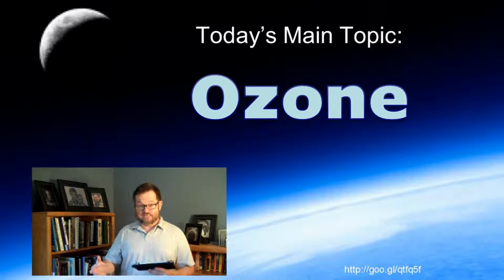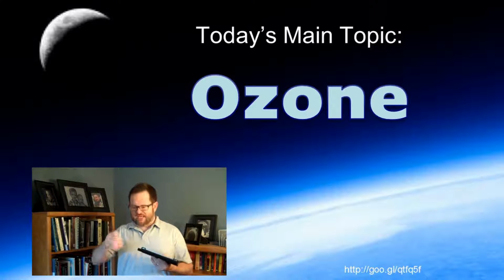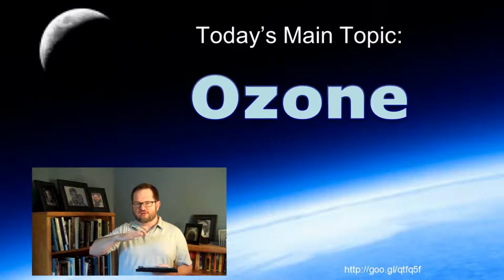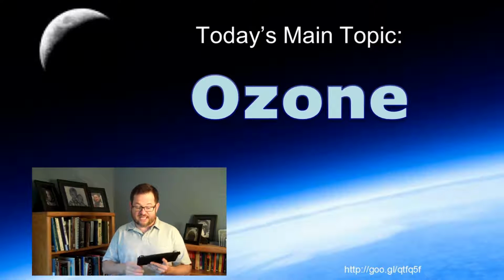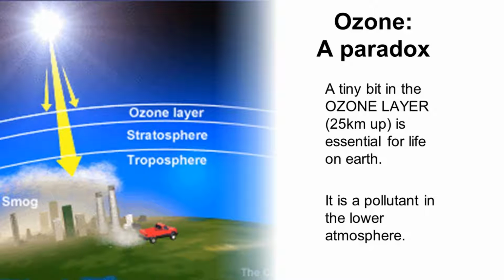It's a gas. You can have a sealed jar full of ozone or something like that, okay? It's a material. It's a gas. And the strange thing about ozone is what a paradox it is. Because ozone, on the one hand, is absolutely essential to life on Earth, as you're going to see, but it's also a nasty, awful pollutant.